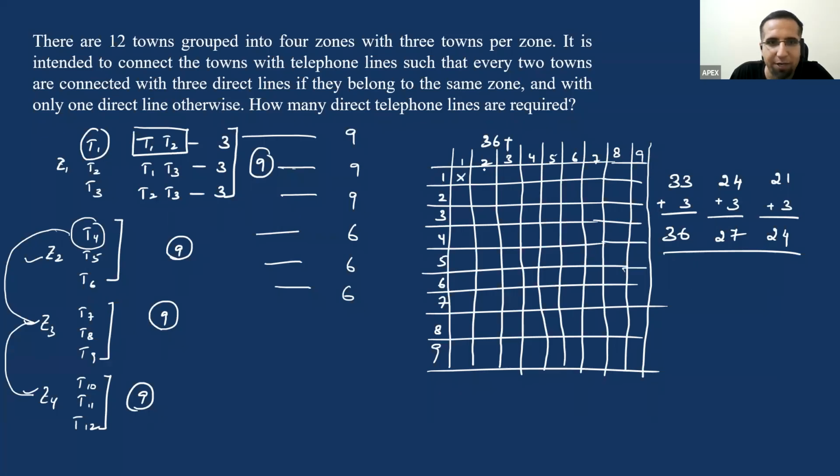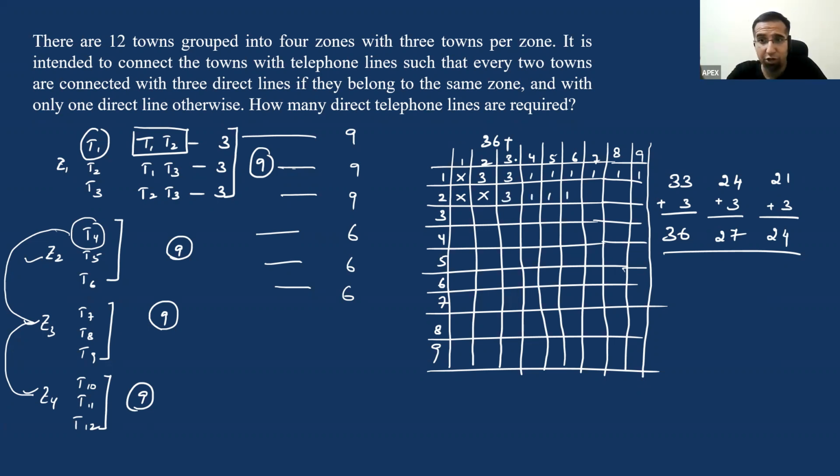1 and 2 will have how many direct lines? 1 and 2 will have 3 direct lines. 1 and 3 will have how many direct lines? 1 and 3 will have 3 direct lines. 1 and 4 will have 1, 5, 1, 6, 1, 7, 1, 8, 1, and 9, 1. Similarly, 1 and 2 and 2 and 1 are already considered. Clear? So 2 and 2 is not considered. Now 2 and 3 will have 3 lines. 2, 4 will have 1, 2, 3, 4, 5, 6.